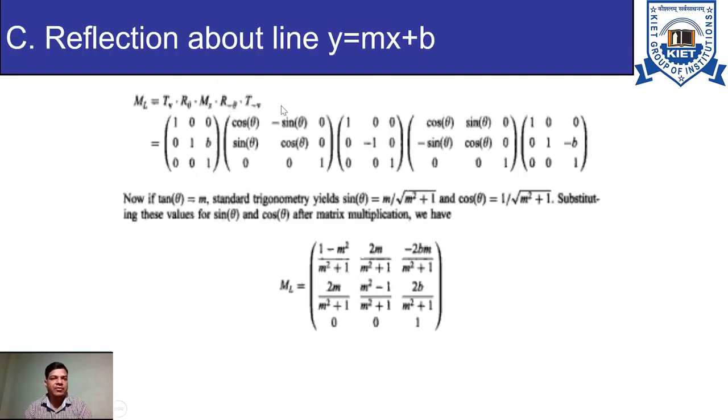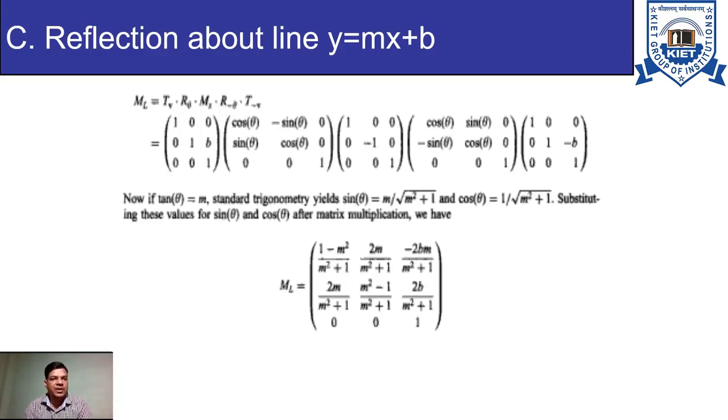Now we could have a reflection about y equals mx plus b. We have already seen in the previous lectures that we could have reflection about the x-axis, y-axis, reflection about xy, and reflection about any line which is perpendicular to the xy plane. This we have already seen. So there could be a reflection about y equals mx plus b also. It is an example of composite transformation, and in this case we have to multiply 5 matrices.